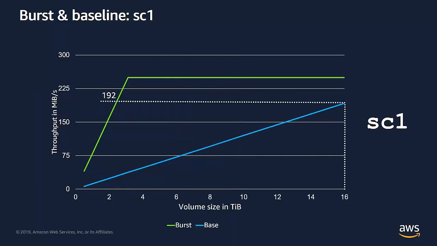And here's the model for the SC1 volume type, which has similar characteristics to ST1. The throughput characteristics and burst are still very good, better than you would get from commodity spinning disk drives. Notice, however, that even at the maximum capacity, the baseline performance never reaches the burst performance.